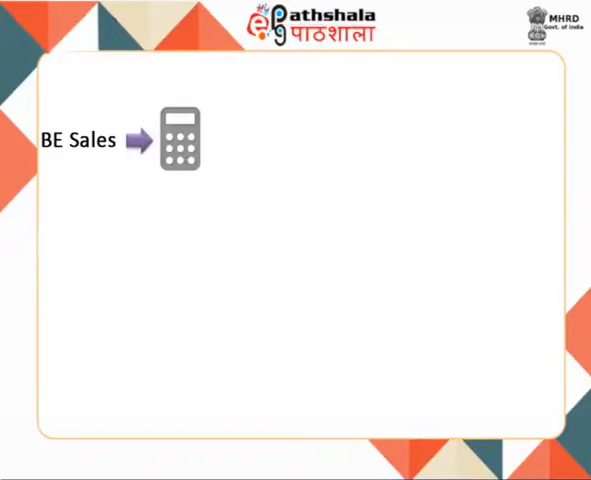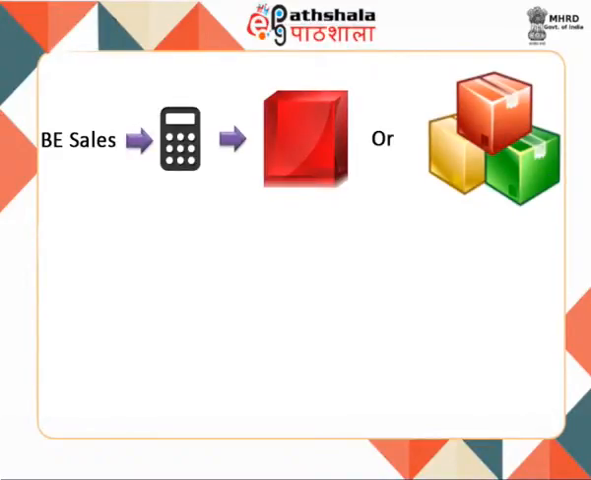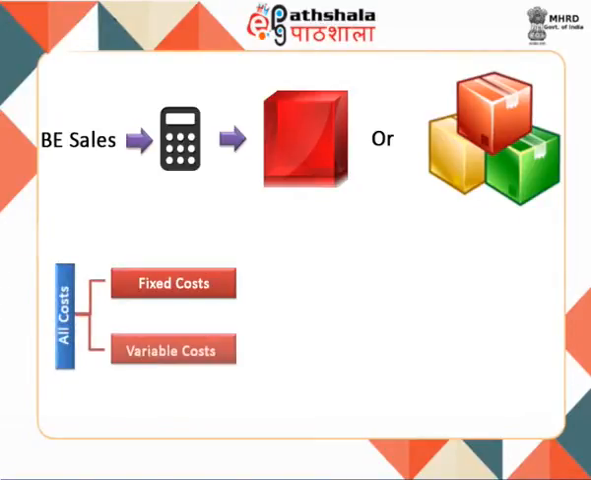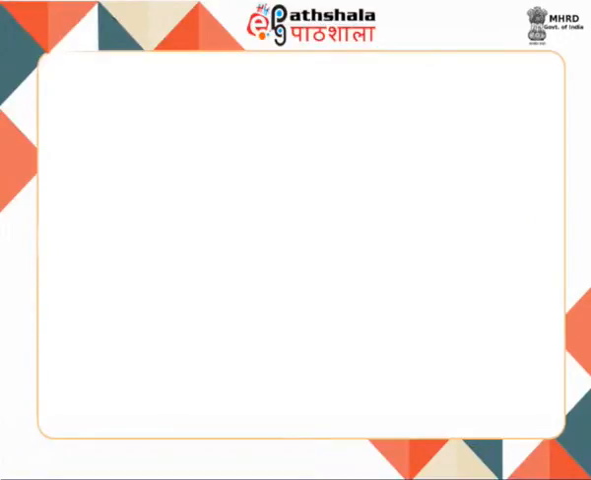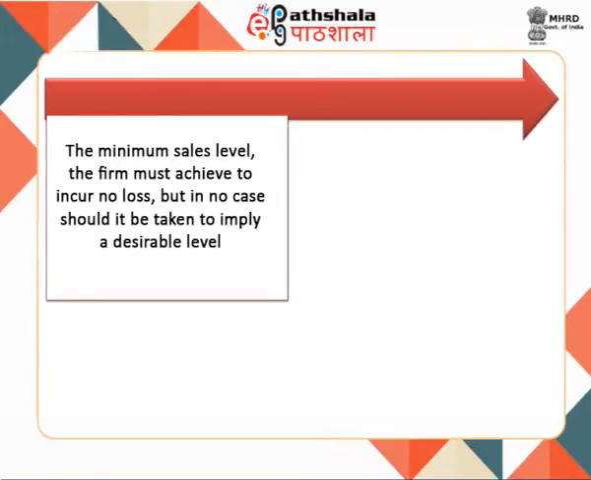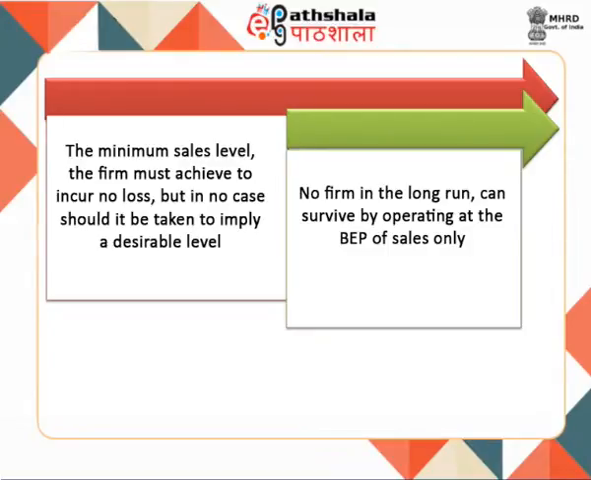Break-even sales level may be computed for a product or for the group of products or for the entire firm. All the costs, that is fixed cost or the variable cost of the manufacturing or non-manufacturing operations must be incorporated in the calculations of the break-even point. It may be noted that the break-even sales level is the minimum sales level the firm must achieve to incur no loss, but in no case it should be taken to imply a desirable sales level. No firm in the long run can survive by operating at the break-even point of sales only.